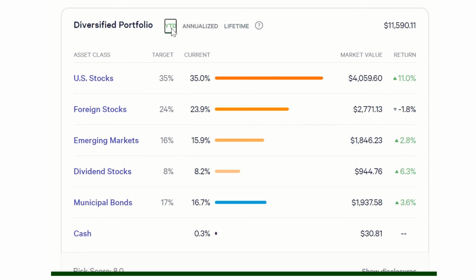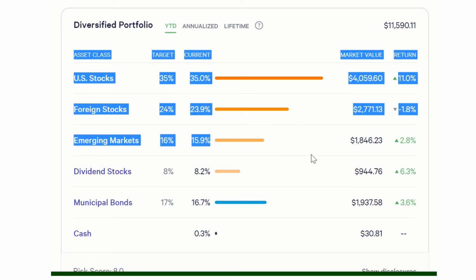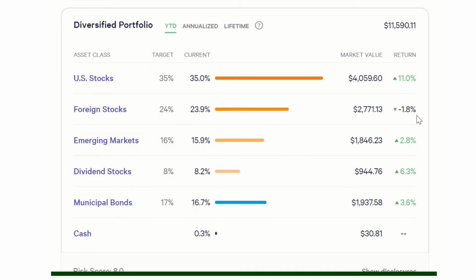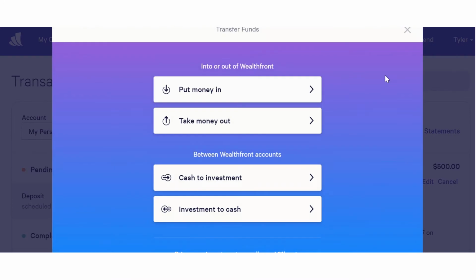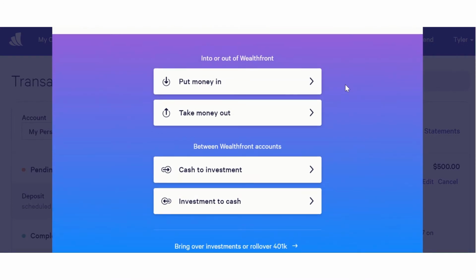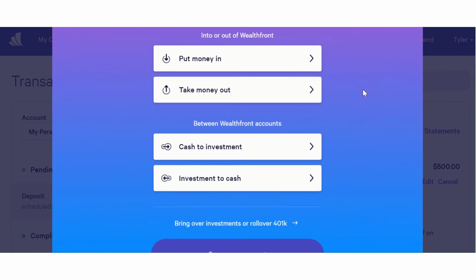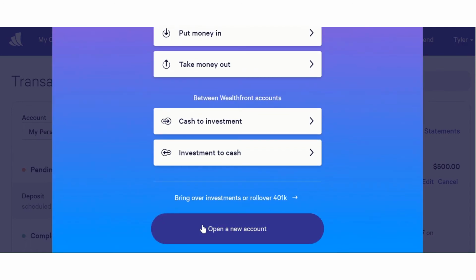So we can look at the year to date. Foreign stocks haven't done so well this year, obviously. But the US has done pretty well, 11% return. So, anyway, I think this is a pretty amazing setup where it's automatically diversifying that portfolio. Of course, you can transfer funds and put money in. And then you can also open new accounts.